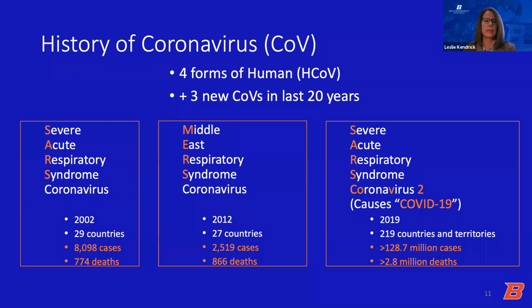In 2002, we had SARS. It was identified and it spread across 29 countries. It has been recorded as causing just over 8,000 cases and led to 774 recorded deaths. Then in 2012, MERS was identified. It had a second outbreak in 2015 and a third in 2018, and was known to spread across 27 countries. And as of last year, was reported to have caused just over 2,500 cases and led to 866 deaths.